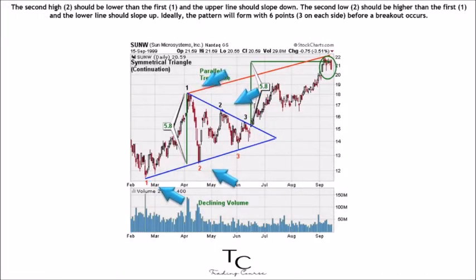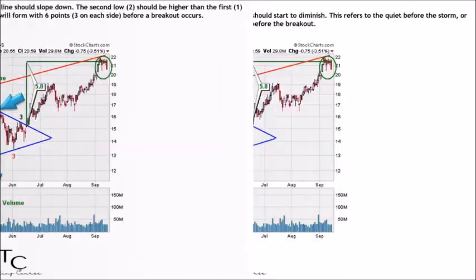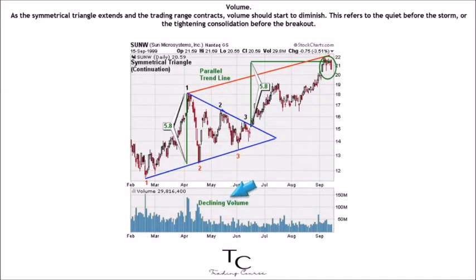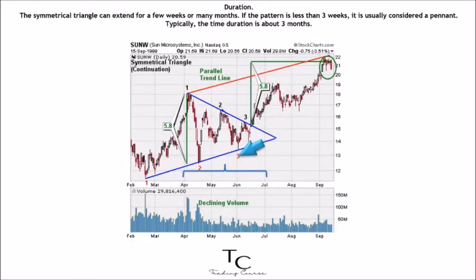The second high, 2, should be lower than the first, 1, and the upper line should slope down. The second low, 2, should be higher than the first, 1, and the lower line should slope up. Ideally, the pattern will form with 6 points, 3 on each side, before a breakout occurs. Volume. As the symmetrical triangle extends and the trading range contracts, volume should start to diminish. This refers to the quiet before the storm, or the tightening consolidation before the breakout.